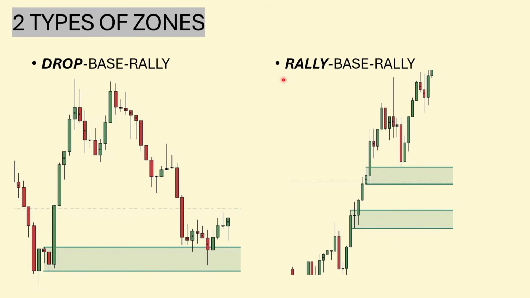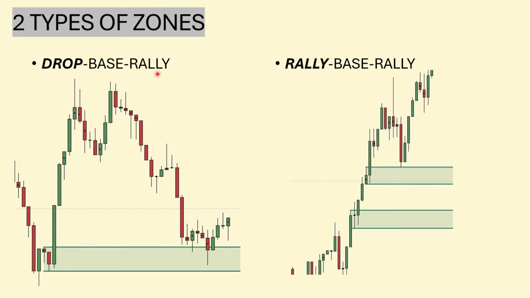And then over here on the right, we have a rally base rally. It's very, very similar, but on this side, instead of a drop, we have a rally, a base, and a rally. There's actually two examples here, and another rally, base, and another rally right there. And these two examples are one candle basing and one candle basing. It doesn't have to be one candle basing. It could be 3 candles like over here, but one candle basing are pretty good zones. So that is something I'm looking for: rally, base, rally.